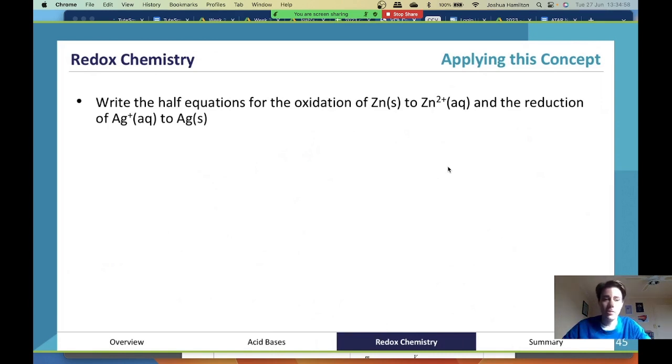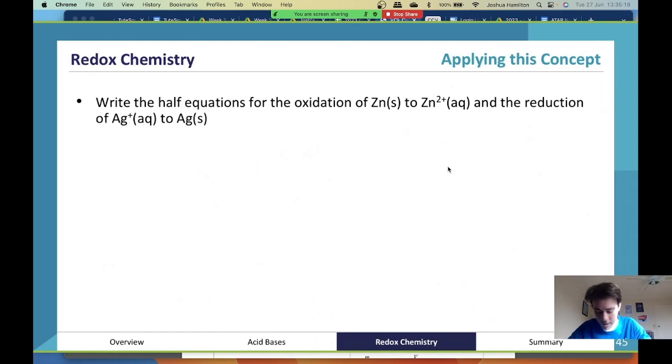So let's apply the concept. We will do one little application of it. I want everyone to write out the half equations for the oxidation of zinc to zinc 2+, and then the reduction of Ag+ to Ag solid. For those of you who are watching the recording, please pause and have a go. We're just going to jump straight into it.